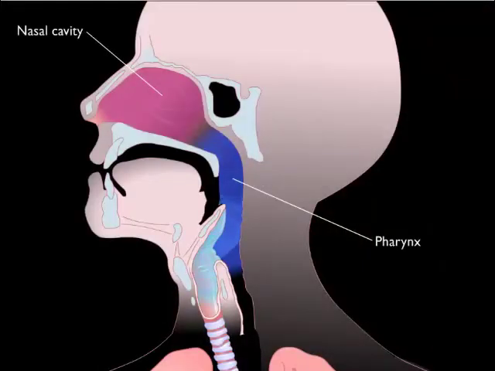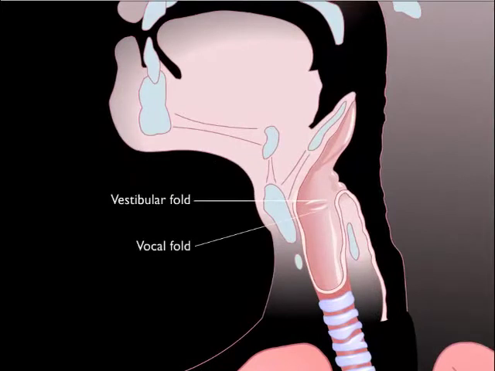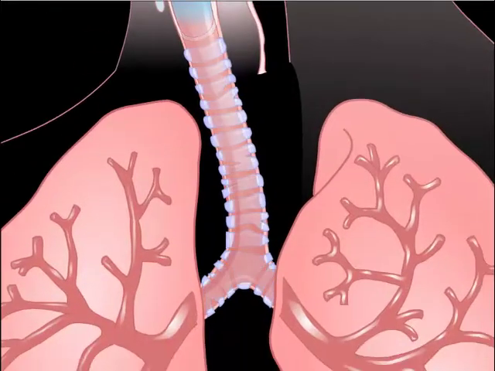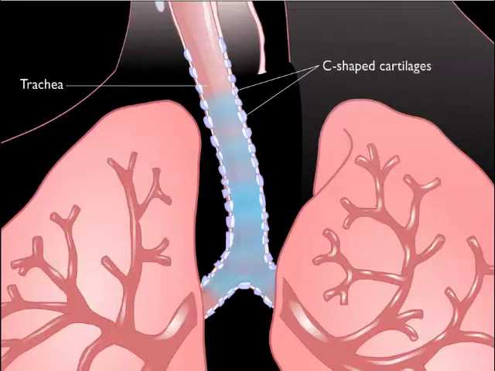Leaving the pharynx, air enters the larynx where two pairs of ligaments, together with the mucosa covering them, form the vestibular and vocal folds. These folds help prevent foreign particles, including food, from entering the lower respiratory system. The vocal folds are also known as the true vocal cords because they produce sound when air passes between them. Air next enters the tracheobronchial tree. The trachea, a 10 to 12 centimeter long tube supported by C-shaped cartilages, maintains an open passageway to and from the lungs.